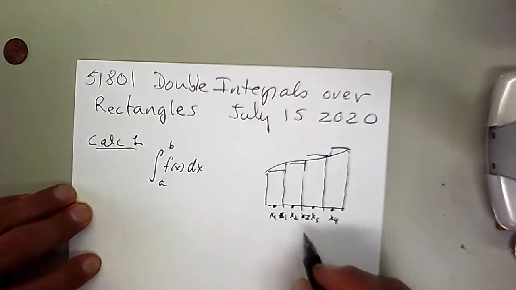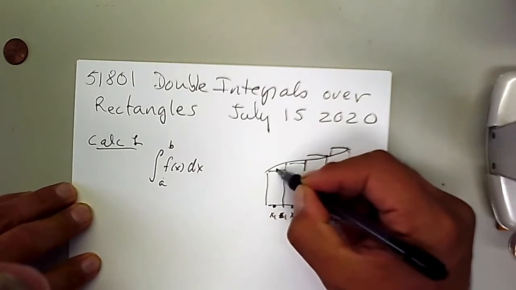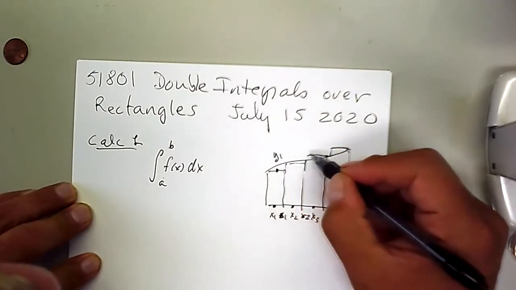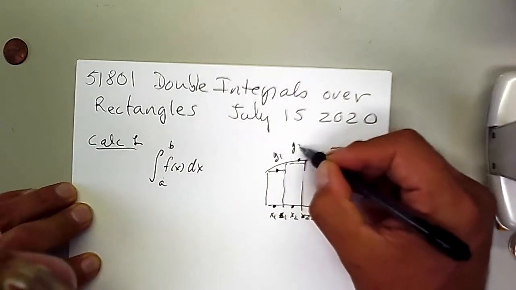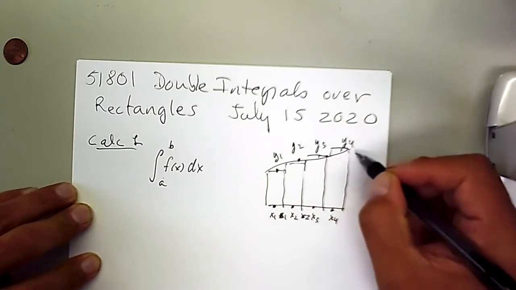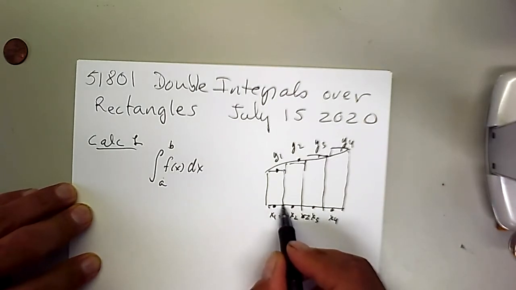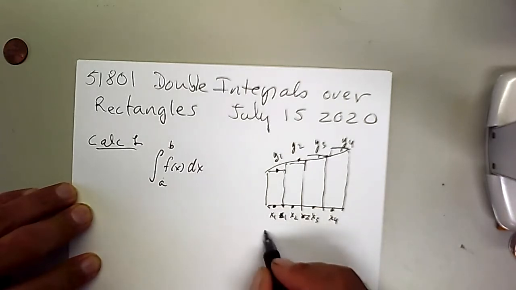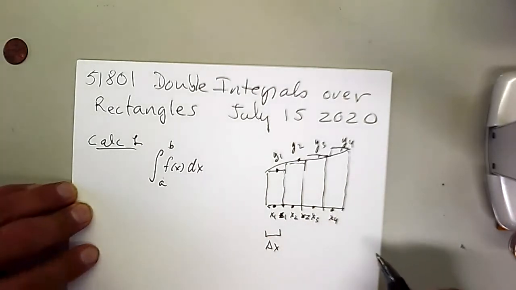So we start out by multiplying the corresponding outputs. Let's label the outputs as y1, so the height would be y1. The height of this would be y2, y3, and y4. The distance between the beginning and the end of each subinterval is going to be labeled as delta x, and it will be the same across.